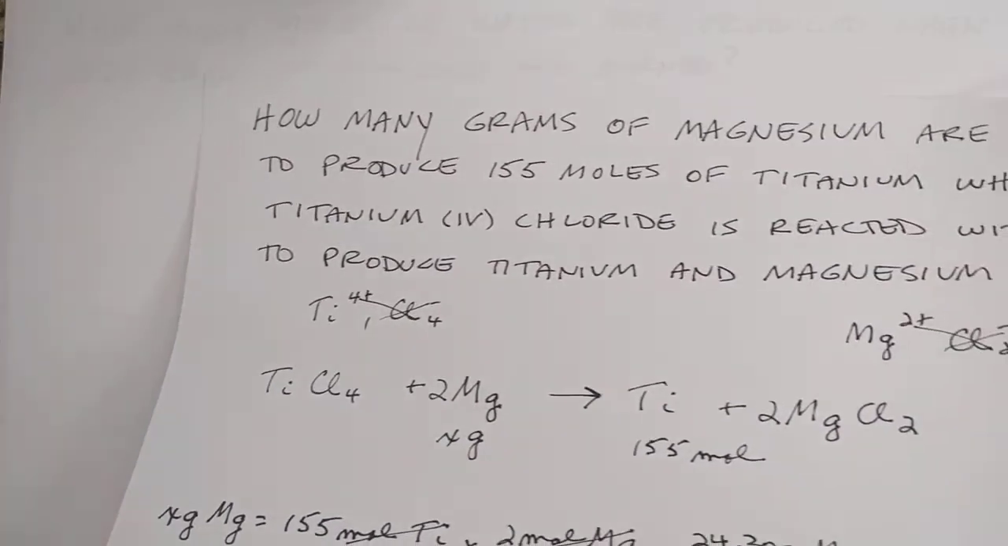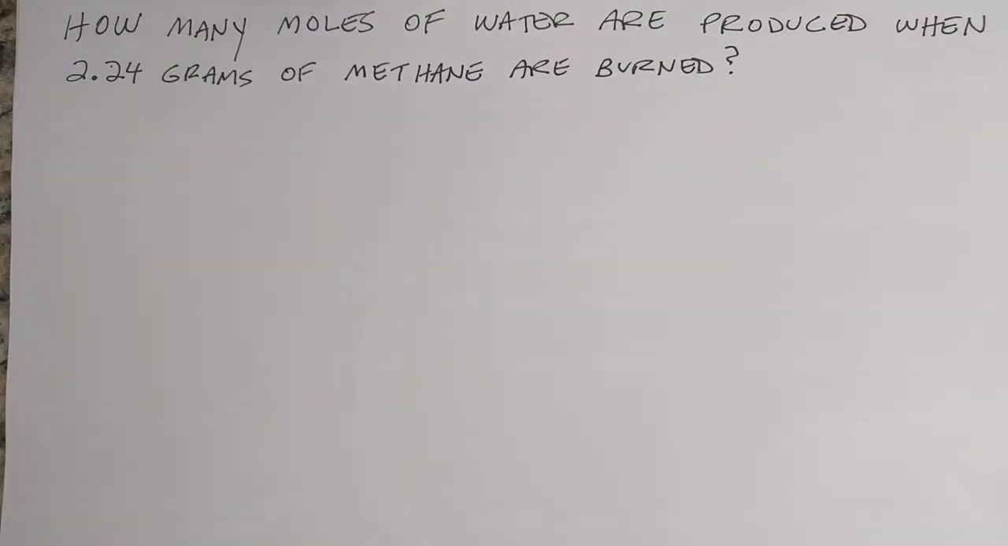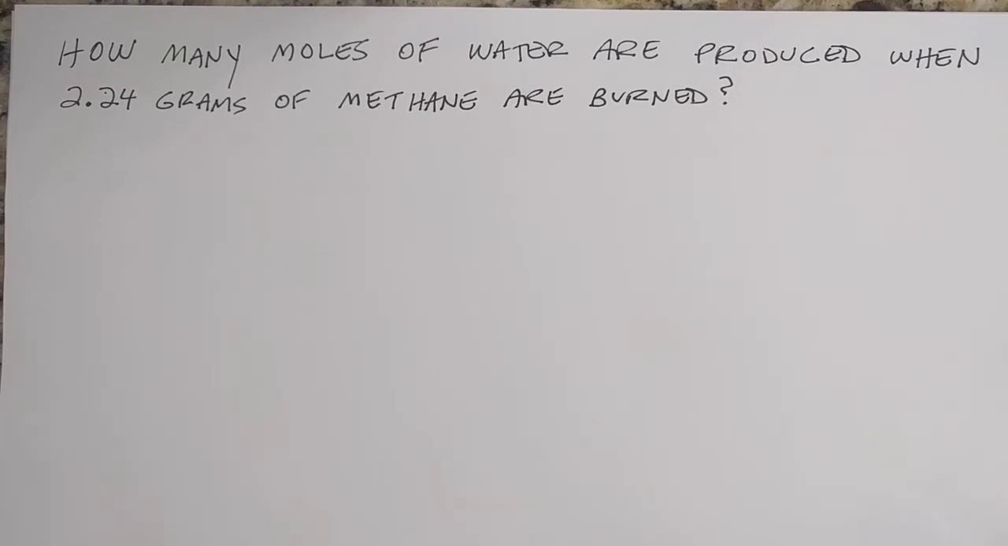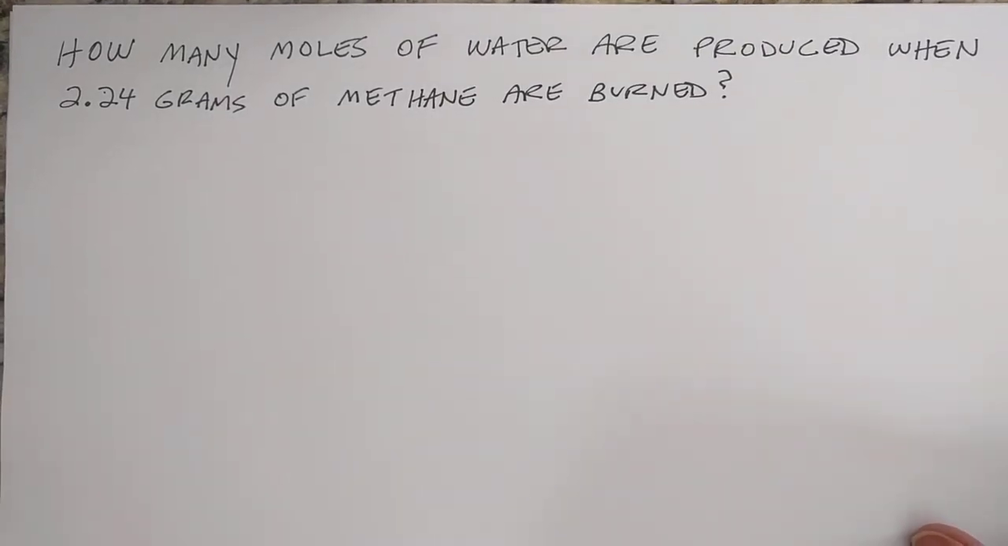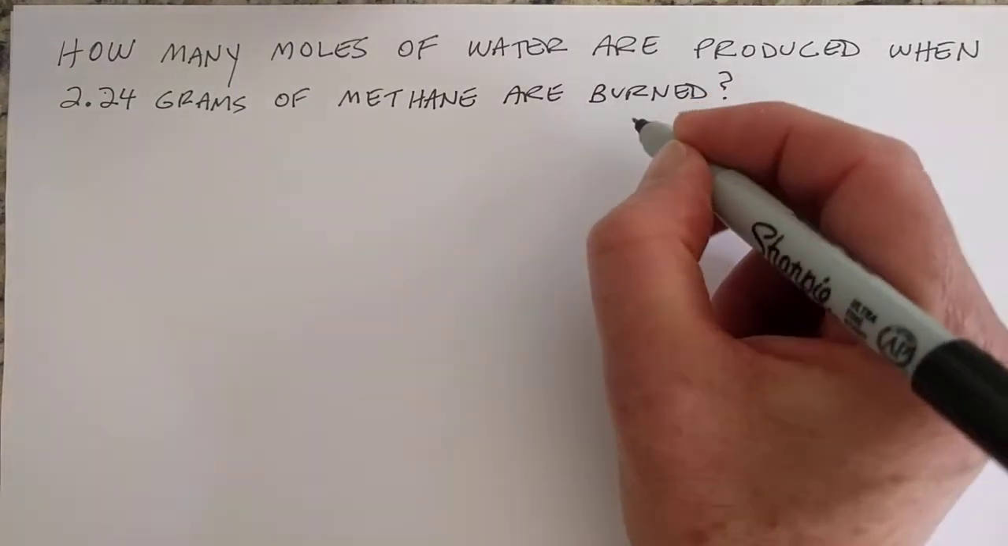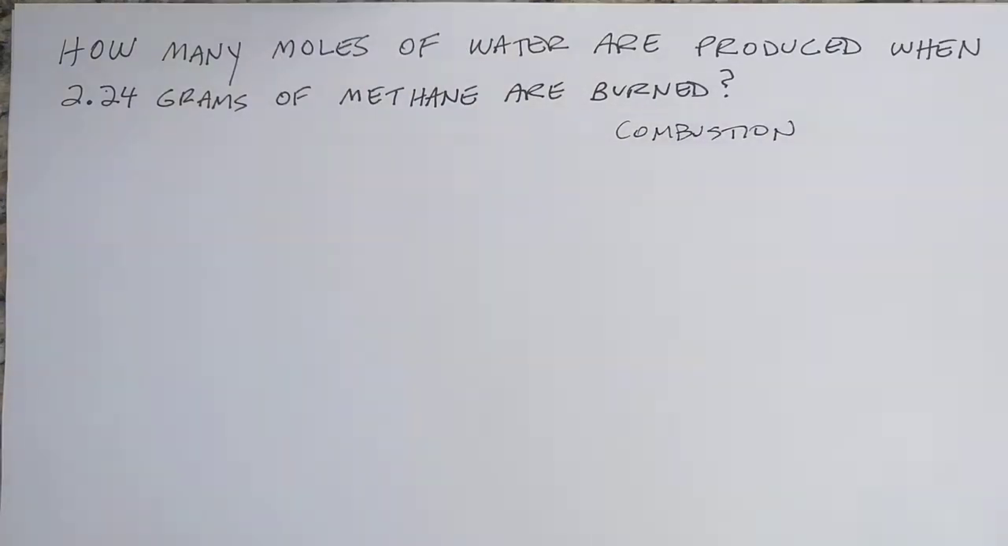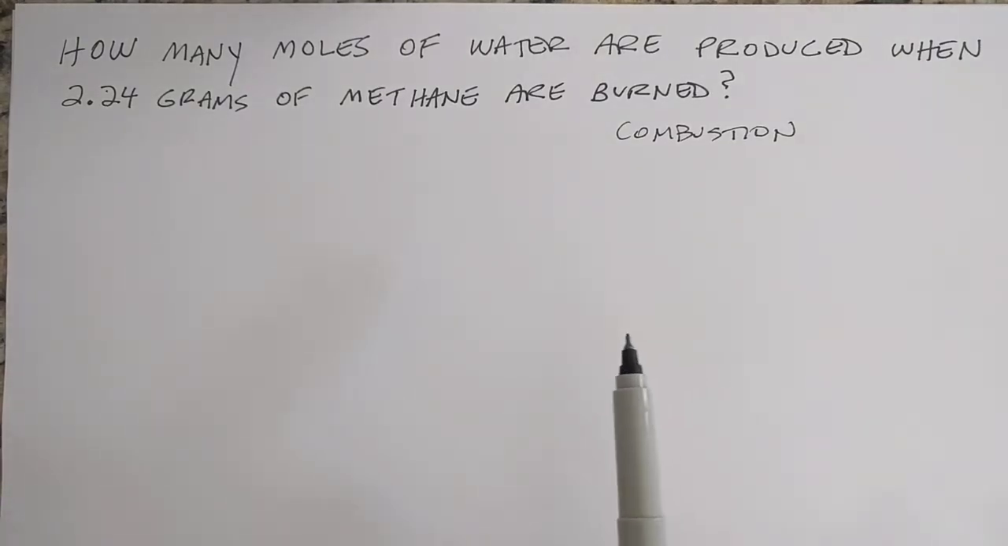Okay, so let's do another problem. How many moles of water are produced when 2.24 grams of methane are burned? Now, when we see that word burned, this means we have a combustion reaction. And not just any combustion reaction, we have combustion of a hydrocarbon, which is methane.